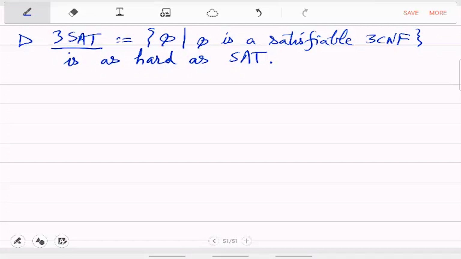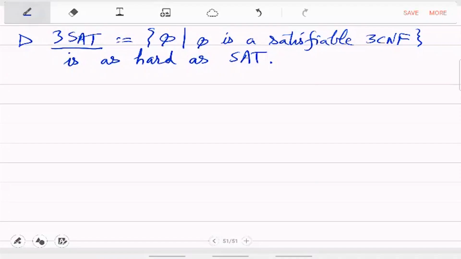Right. So that is where we are, that if you are given in the input conjunction of disjunctions where disjunctions are only on 3 literals, and the question is whether it's satisfiable or not, then that is as hard as the whole of NP. Okay, 3 SAT is NP complete.